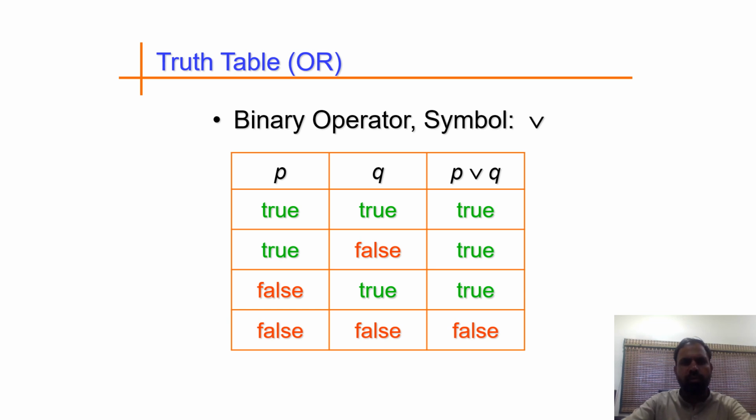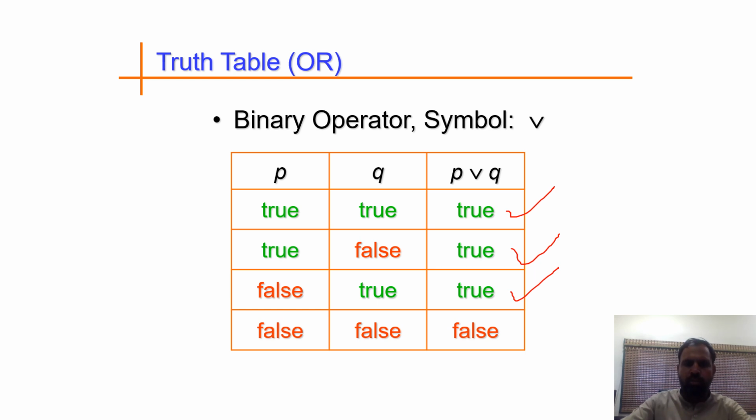These are the values of P and Q. If P is true and Q is true, then P or Q is true, because one of these values is true. If P is true but Q is false, no problem, P or Q is true. If P is false but Q is true, then it will be true.